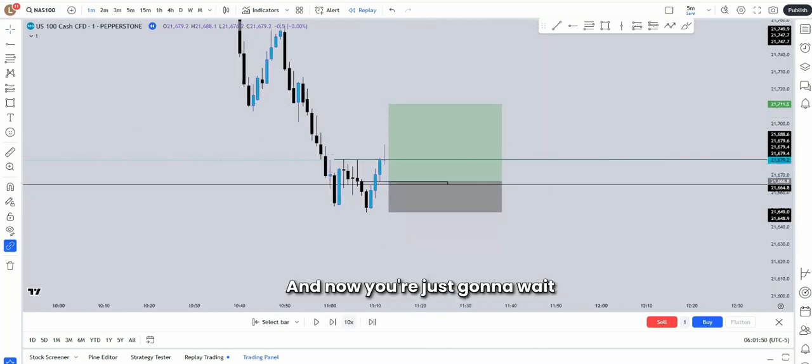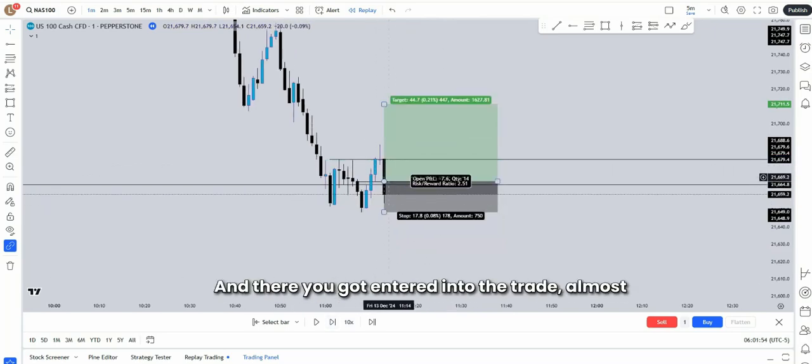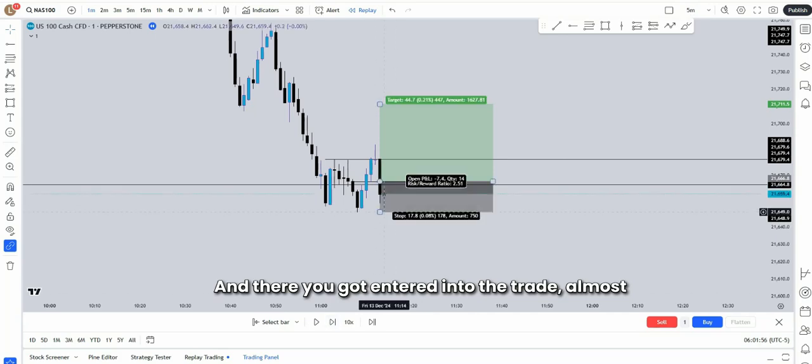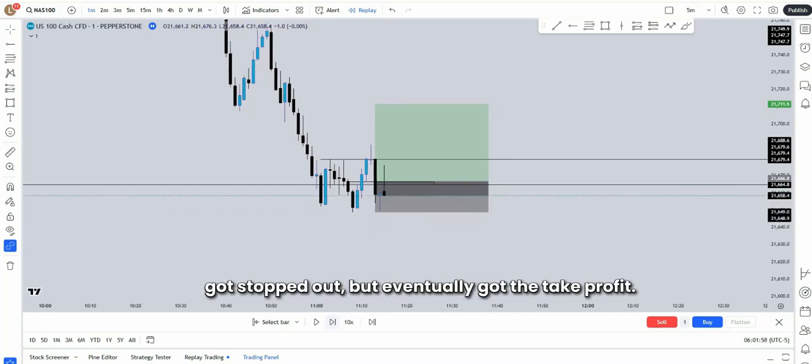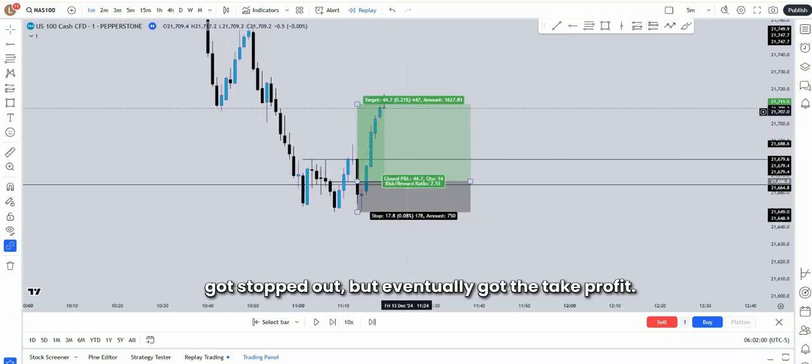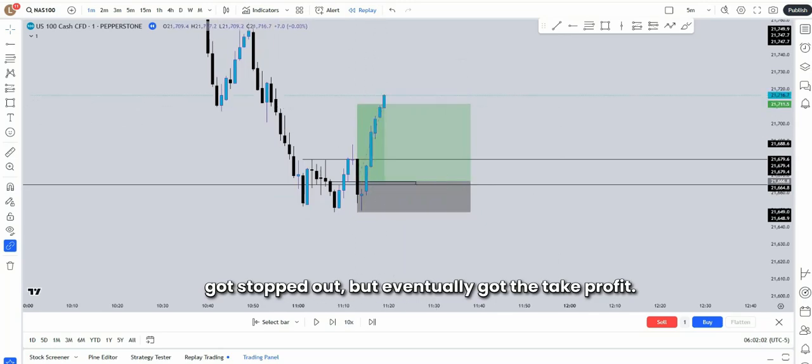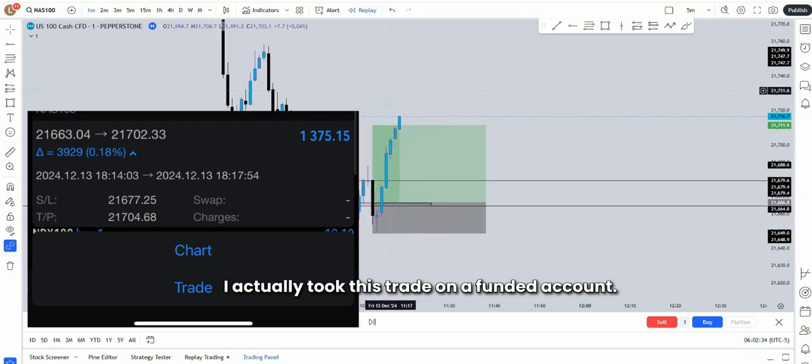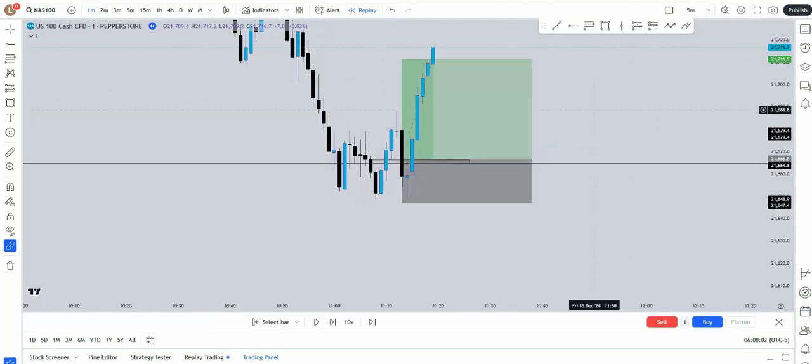And now you're just going to wait for your entry to get hit. So we're just going to wait for that. And there you got entered into the trade. Almost got stopped out, but eventually got the take profit. I actually took this trade on a funded account.